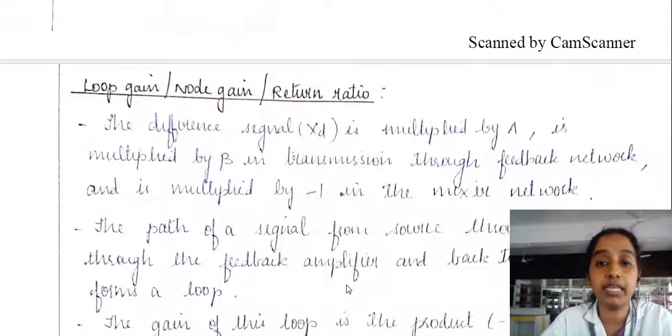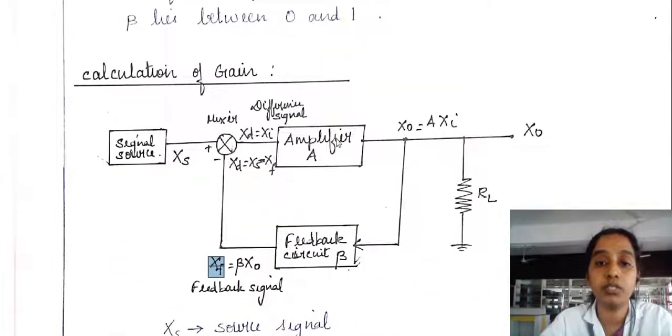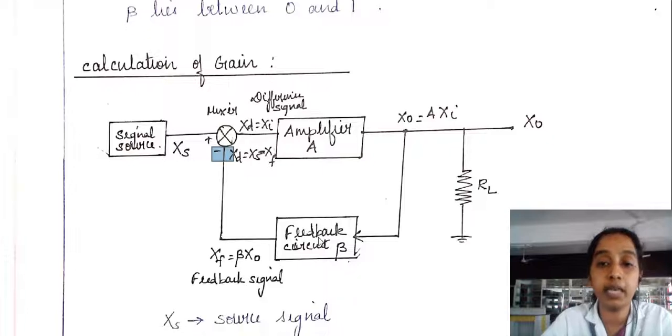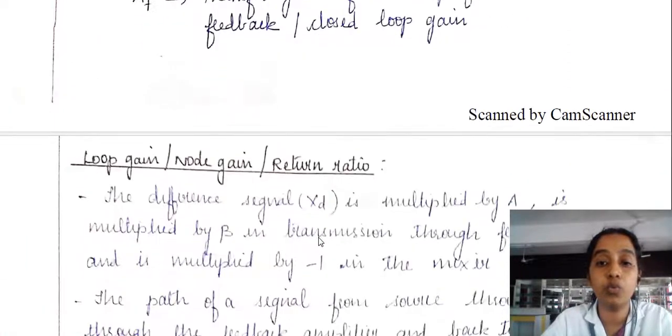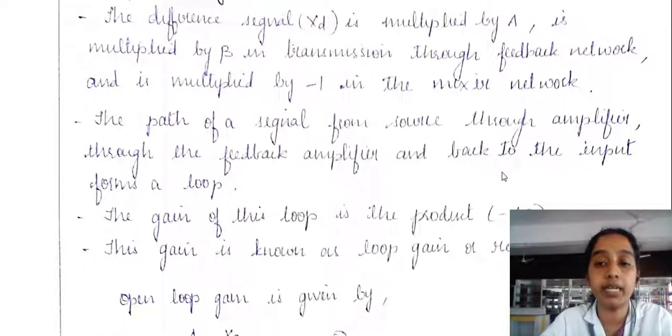The difference signal Xd is multiplied by A, multiplied by beta when transmitted through the feedback network, and multiplied by -1. So the signal is multiplied by A, then by beta, and again by -1. In this whole loop we get the value minus A beta, that is the loop gain. So loop gain is the product minus A beta.